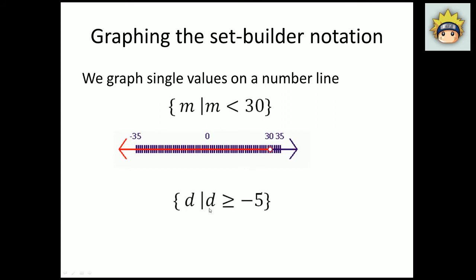Next, d is greater than or equal to negative 5. This should be closed. This should be a closed symbol here. It says that the letter d is greater than negative 5. Okay, this is a little bit off. This should be negative 5 and it should be greater than.